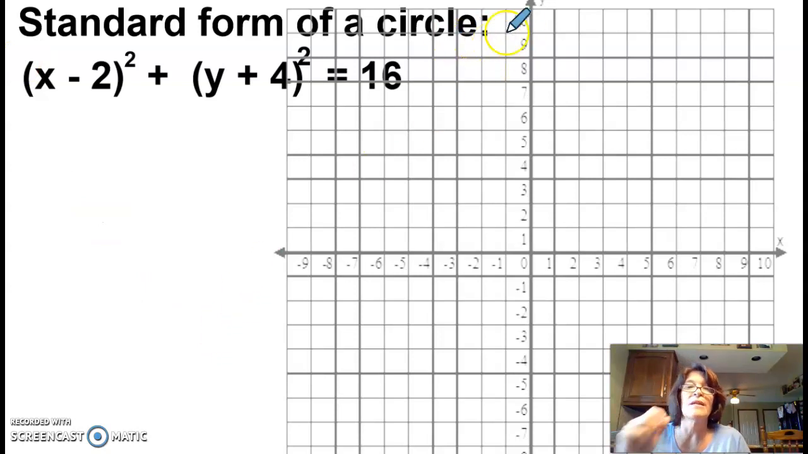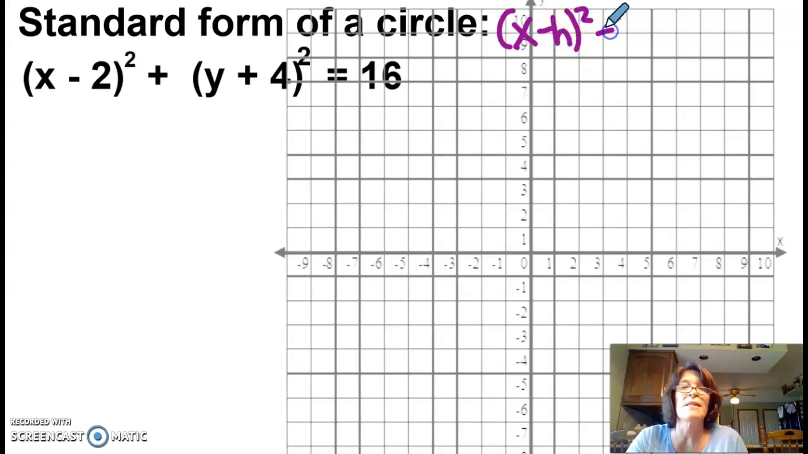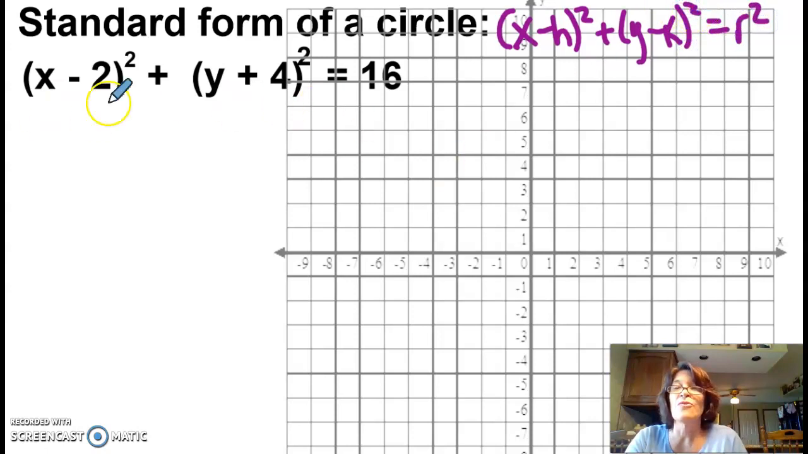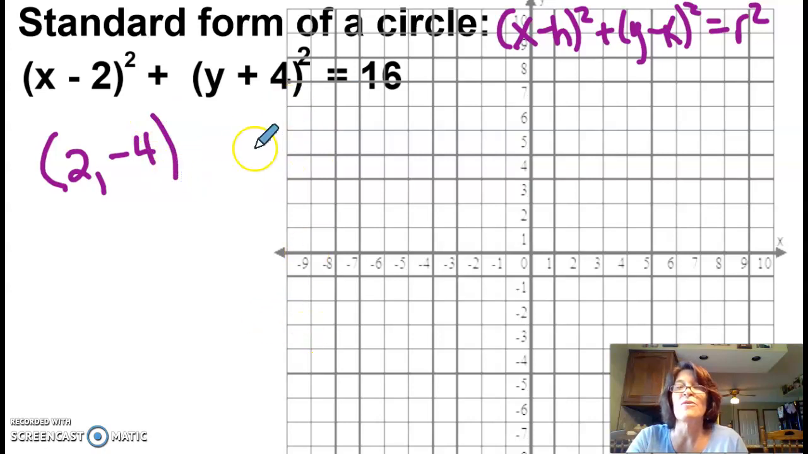So the standard form of a circle is x minus h squared plus y minus k squared equals r squared. Knowing that, as soon as I see this, I know the x coordinate of the center is 2. Be careful. What would the y coordinate of the center be? That's right, negative 4. The radius is the square root of this. The radius isn't 16. The number on the other side of the equals sign is the radius squared. So the radius is 4.